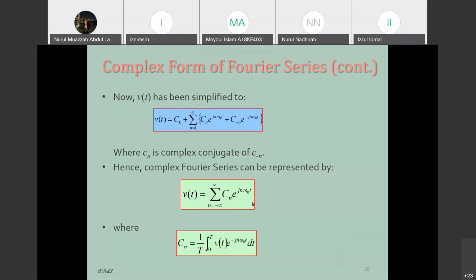Because this equation already covers from negative n, which is from negative infinity to infinity, where Cn here can also be obtained by integration from 0 to T of vt exponent j n omega naught t dt divided by T. So imagine if you have to integrate the very long vt equation just now. It's very, very long, right? So normally we don't ask you to integrate. We ask you to use the formulas from the table.